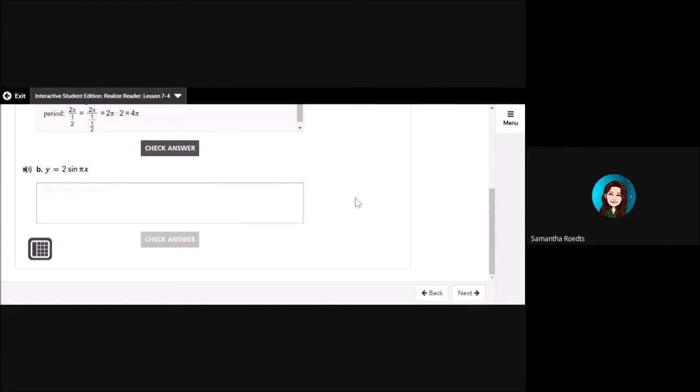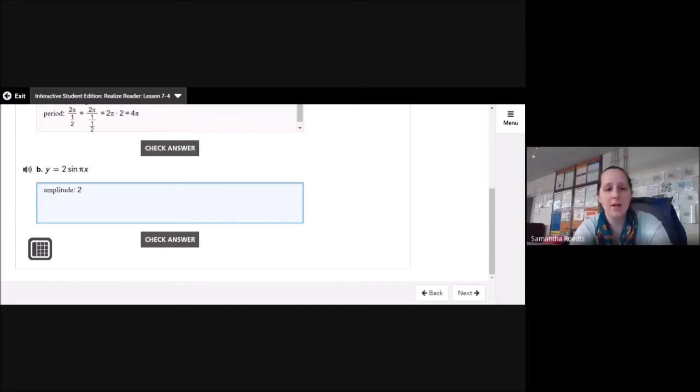For b, y equals 2 sine pi x. Again, my amplitude is the number that's out in front, so that's going to be 2. And my period is going to be 2 pi divided by pi, because that was the number of x on the inside, which is really just 2. So my period for this one is going to be 2.